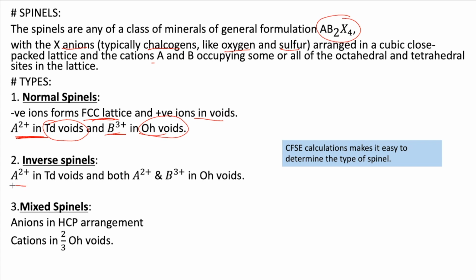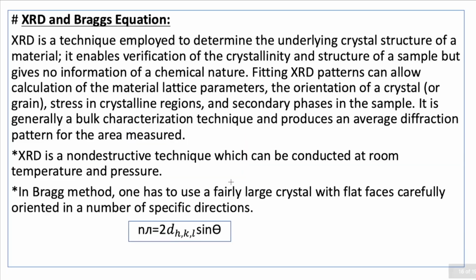What is inverse spinel? In the inverse spinel, A2+ is present in tetrahedral voids, and both A2+ and B3+ are present in octahedral voids. Whereas in the mixed spinel, the anions form an HCP arrangement and cations are in 2/3 of the octahedral voids. So that's your mixed spinel. How to identify normal spinel and inverse spinel has been taught very efficiently in coordination chemistry, and that can be done through calculation of crystal field stabilization energy in the octahedral field and tetrahedral field to find out whether the spinel will be normal or inverse.